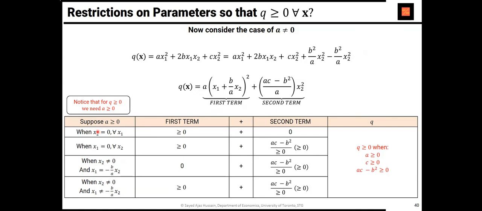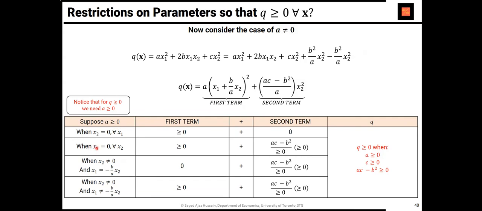And now let's imagine that x2 is equal to 0, and consider any values of x1. Well, if x2 is equal to 0 and you have any value of x1, this first term is going to be a number that's bigger than or equal to 0, right? Because a is bigger than or equal to 0, and now you're squaring something. Plus, since x2 is 0, the second term is 0.